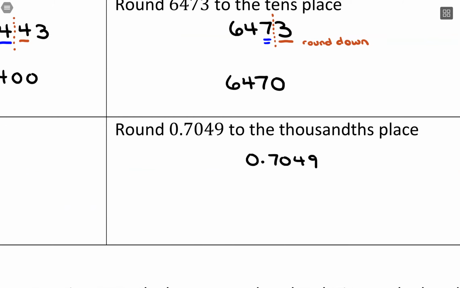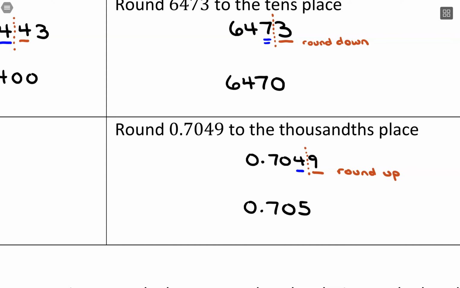So thousandths place is right there at 4. So I want to end my number there, but I need to look to the right, which a 9 tells me to round up. So we'll have 0.70, 4 rounds up to a 5. We'd have a 0 where the 9 is, but really you could just end the number there.